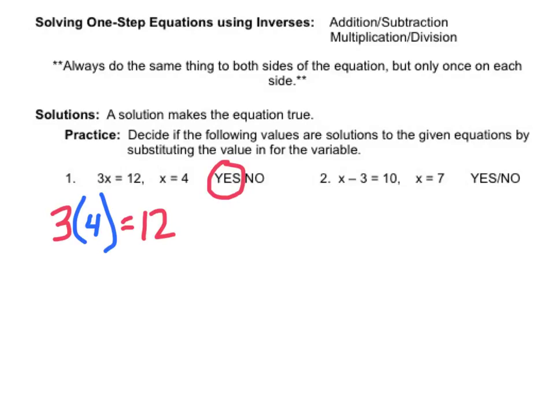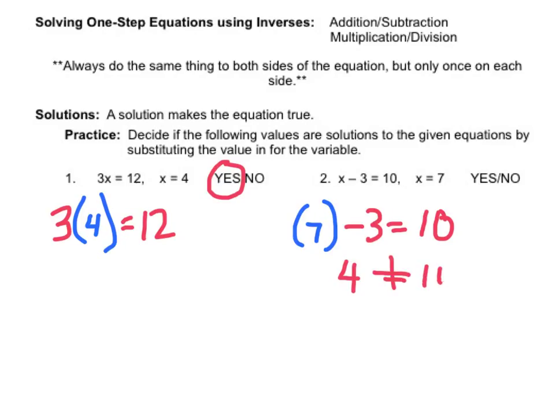So on number 2, we've been given x is 7. So we're going to substitute in 7 instead of x: 7 minus 3 equals 10. Well, 7 minus 3 actually equals 4. 4 does not equal 10, so no, it's not true.